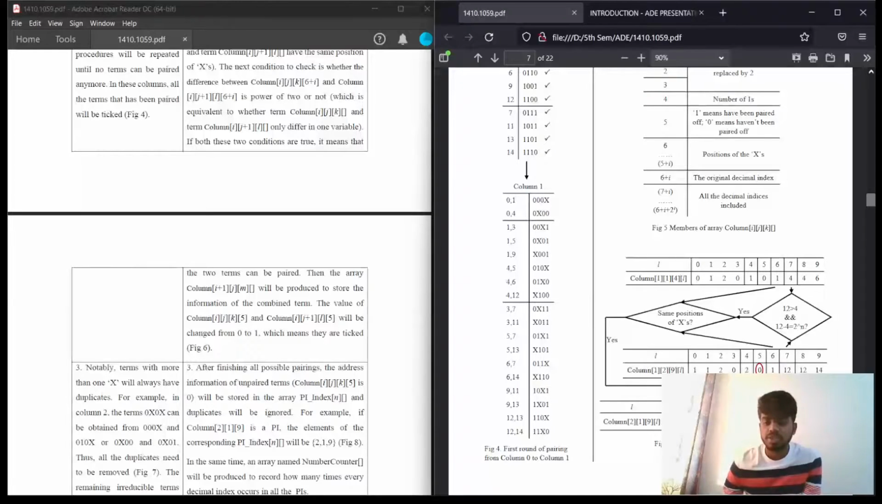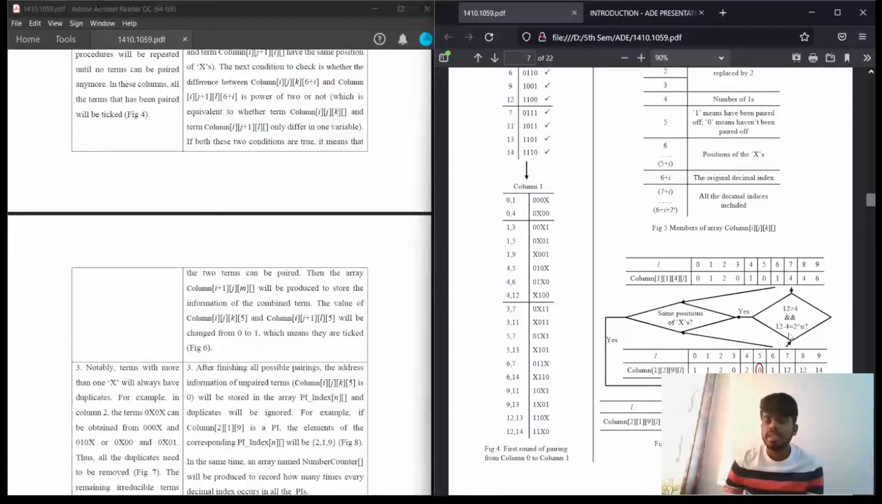So 4 and 6. For this, it's 12 and 14. So 12 and 14 is written. The most important part is the sixth bit, where it checks if the position of x is the same. If these both are the same, only then can they be paired. After these both are the same, it checks the seventh bit.